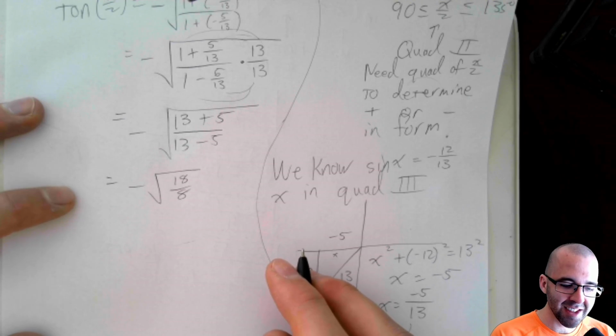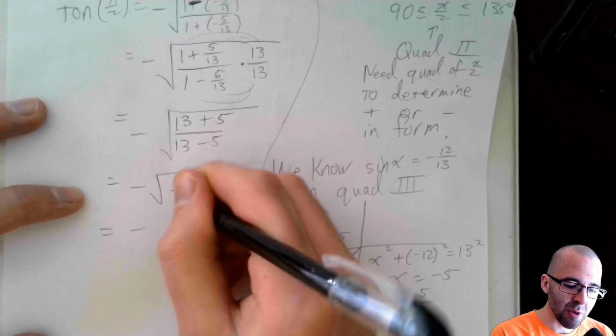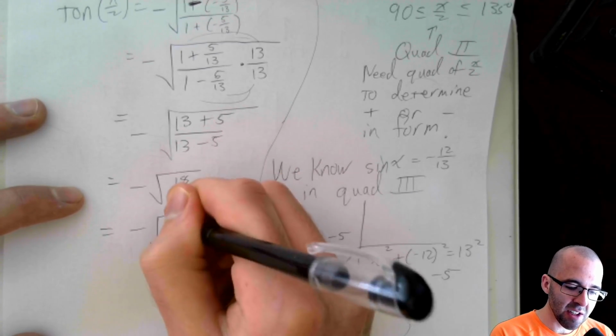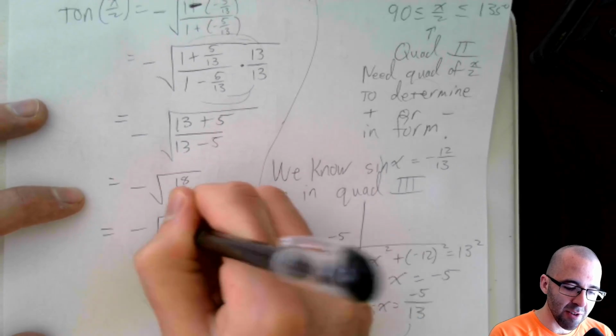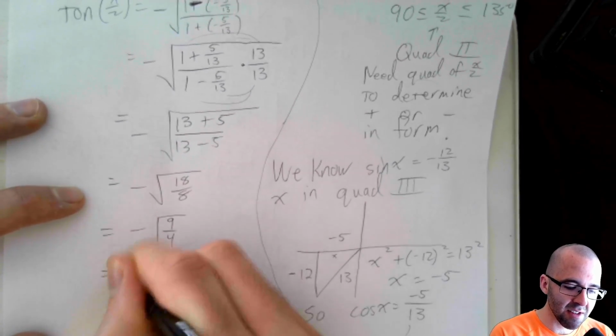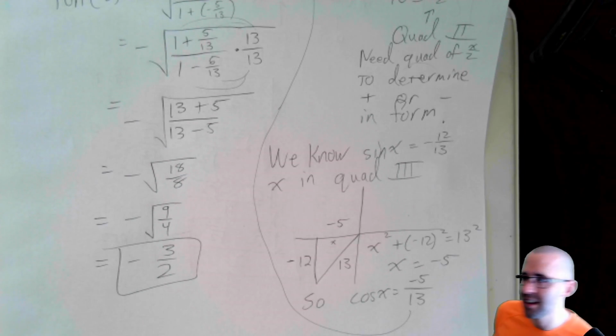You guys see what's going to happen? Right, if we keep simplifying, that's negative. Reduce the fraction. 18 over 8. Divide the top and the bottom by 2, is 9 over 4. Both of these are perfect squares. So we get negative 3/2. What a nice final answer we get right here.